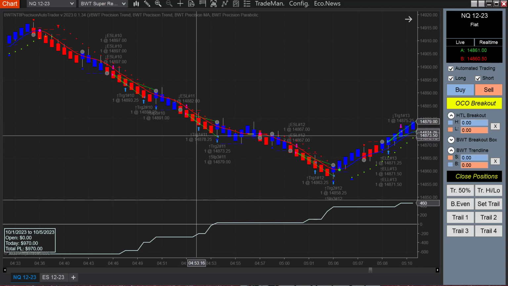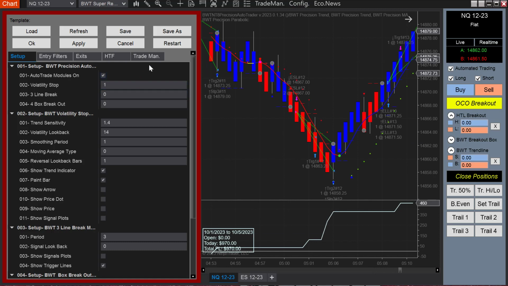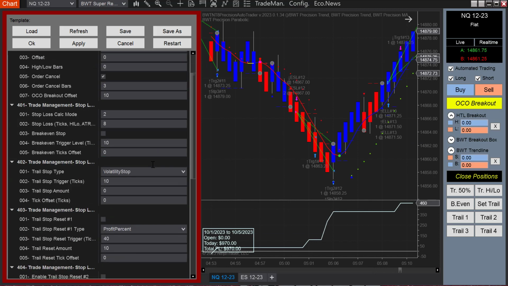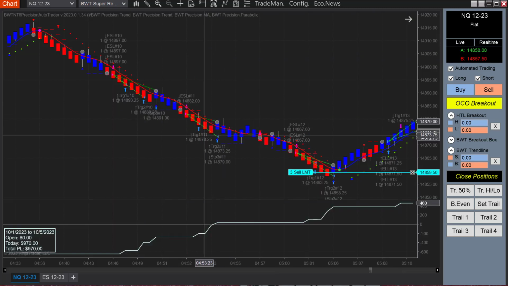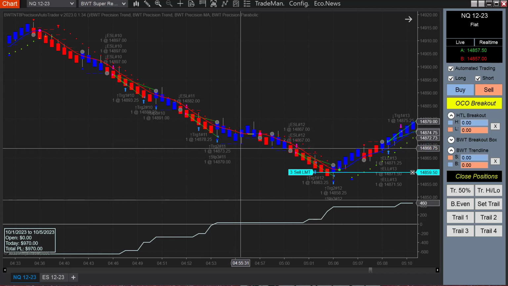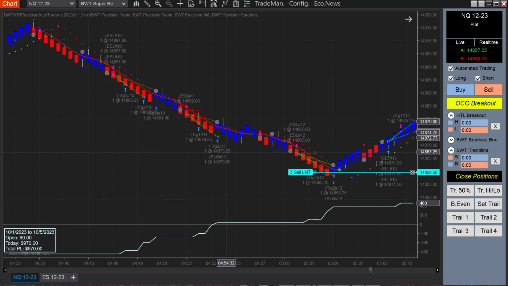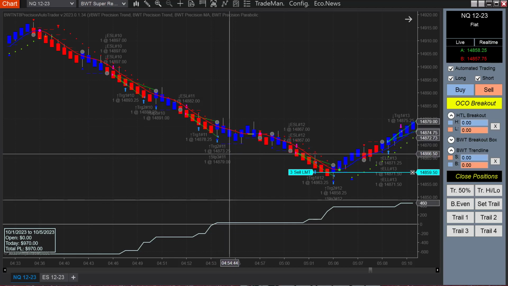All right, here's a couple of winners, and we were talking about this volatility stop. Should I have an offset? Well, looking at these 2 trades right here, yeah, if I would have had a 1 tick offset here, I wouldn't have got stopped out.